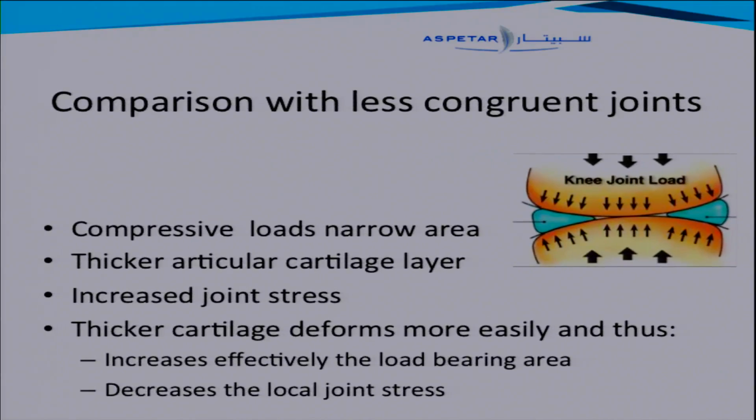When we compare that to the knee, for example, a less congruent joint, we see in the knee there are compressive loads with a narrow area. There is a thicker articular cartilage layer, and there is an increased joint stress. But the thicker cartilage layer deforms, and this effectively increases the load-bearing area in the knee and decreases the local joint stress that are upon it.